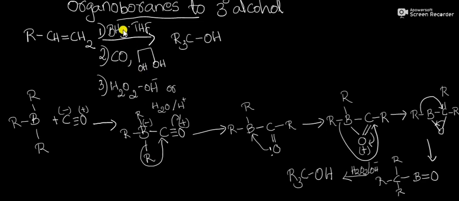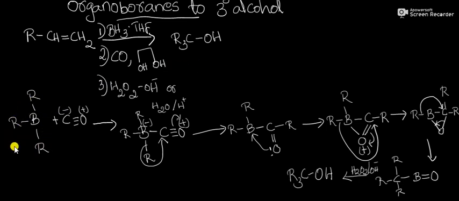Another application of organoboranes is the conversion to tertiary alcohol. Here the first step is the same hydroboration, followed by reaction with carbon monoxide, that is carbonylation, in the presence of ethylene glycol, and followed by hydrolysis or oxidation using hydrogen peroxide. It will be converted into tertiary alcohol, R3COH. That is our tertiary alcohol. What is the mechanism of this reaction?